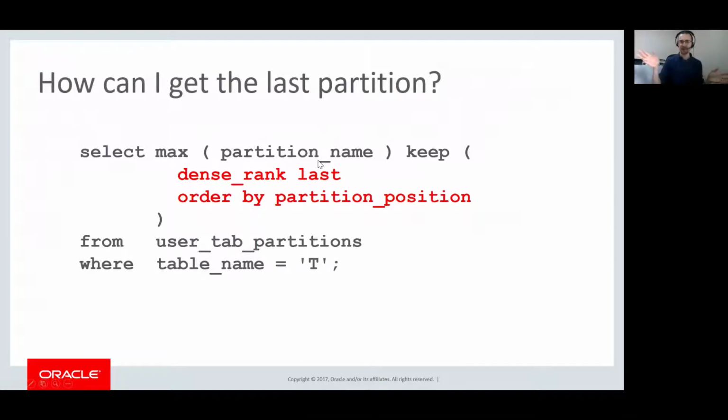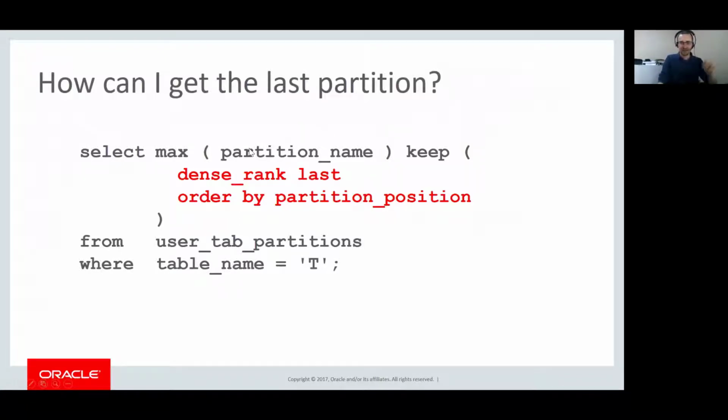But if somehow there was able to be two partitions with position 10, for example, it would apply this max function to those names. So whichever name is the greatest, according to the alphabetical rules.